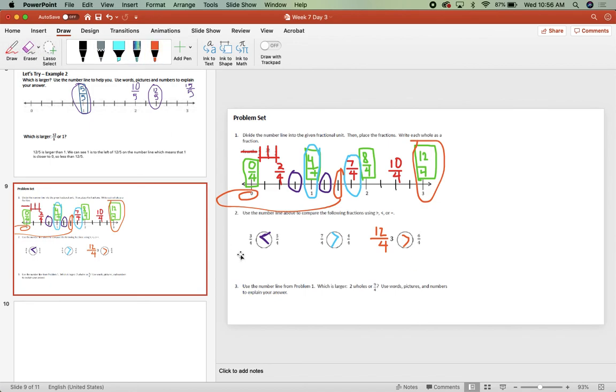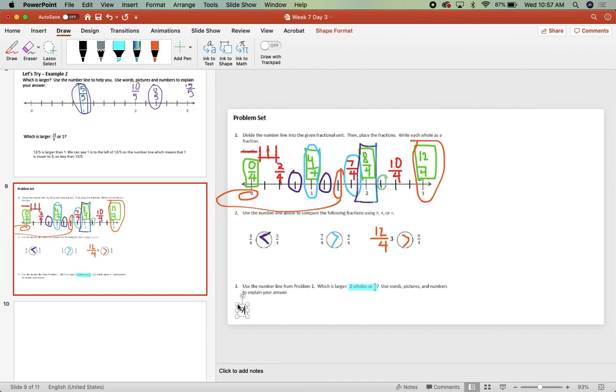Now it says use the number line from problem 1. Okay, there it is. Which is larger, 2 wholes or 9/4? My number line is getting pretty sloppy. I'm going to use the fancy pen. 2 wholes, 8/4, or 9/4? Ooh, they almost tricked us. They want to know which is larger. Which one's larger? Awesome job. 2 wholes is smaller, so 9/4 is larger.